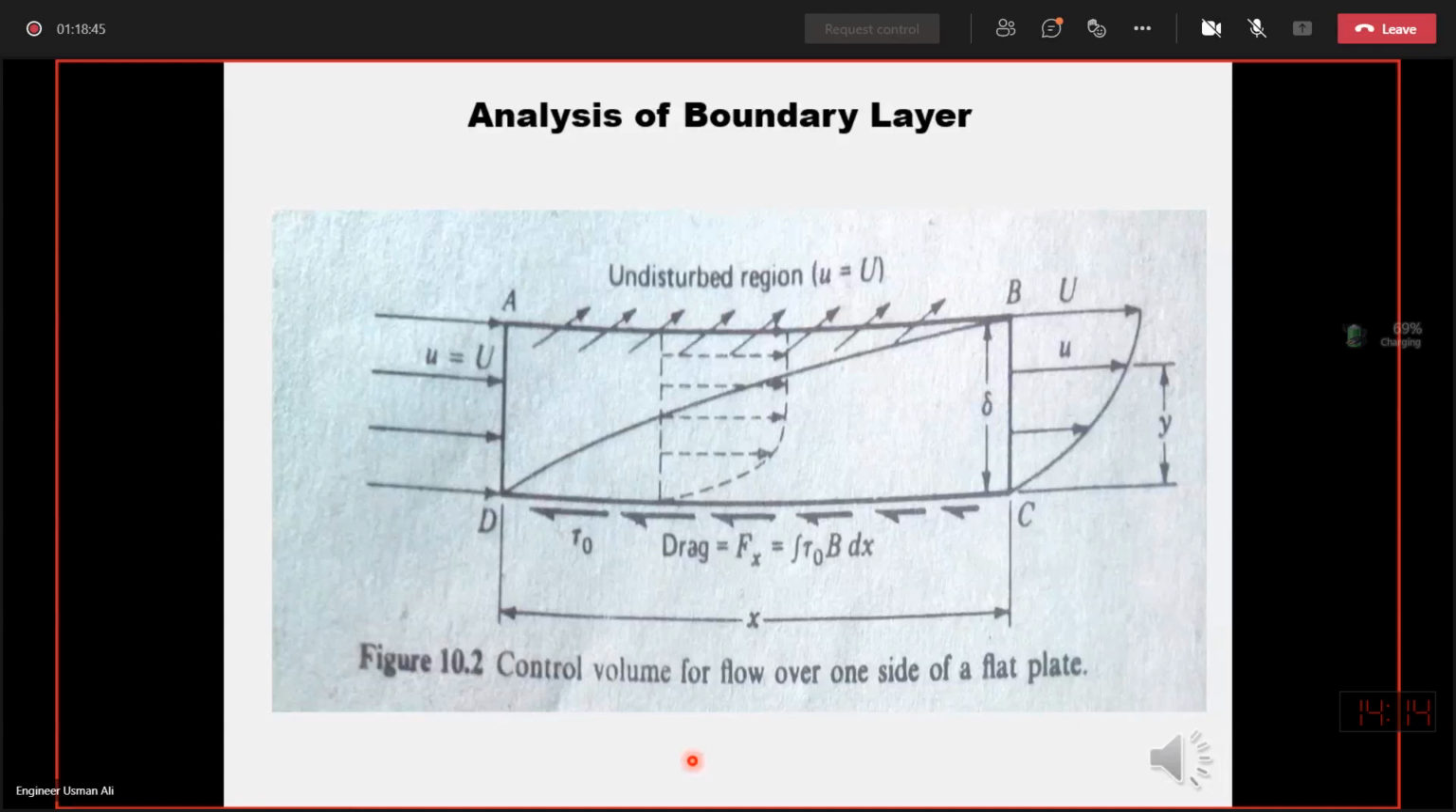You are given a smooth flat plate, as you can see, placed in a fluid which is moving with undisturbed velocity u. Now when the fluid comes in contact with or moves over the surface of the plate, a frictional drag is developed because of the frictional stress tau naught. And this friction drag is the summation of tau naught into B into dx.